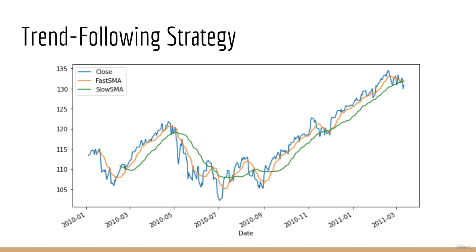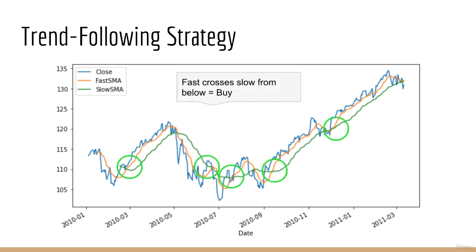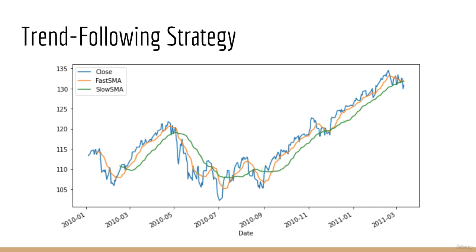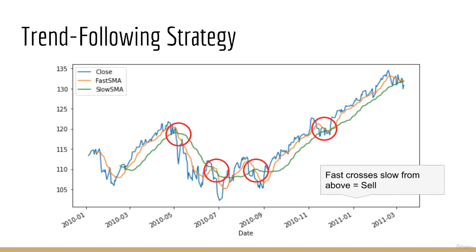Alright, so the basic algorithm works like this. I'll start by telling you what it is, and then we'll try to break it down to make sure it makes sense. The key is to look at the points where the fast-moving average crosses the slow-moving average. Whenever we see the fast-moving average cross the slow-moving average from below, we consider that a signal to buy. Whenever we see the fast-moving average cross the slow-moving average from above, we consider that a signal to sell. In between these values, we'll assume that we hold the position we were in previously.